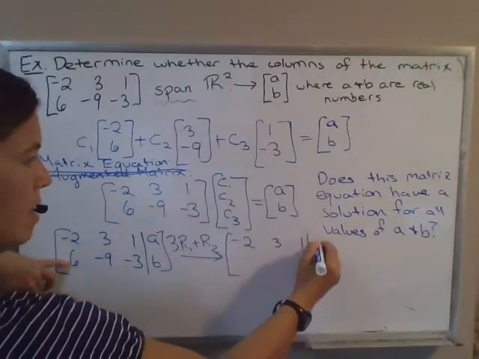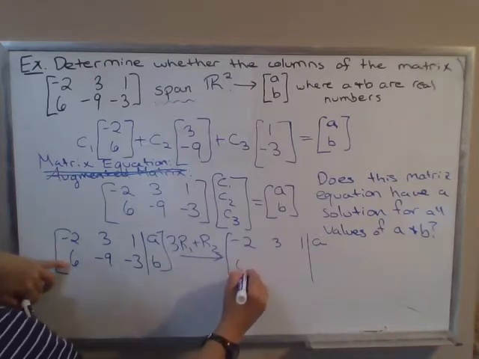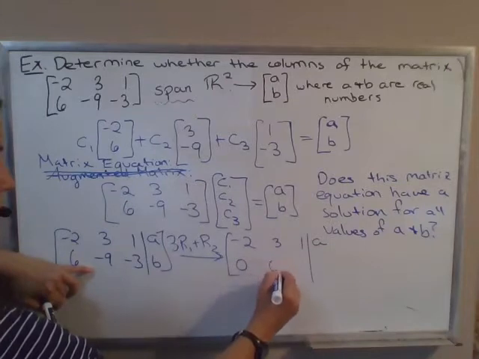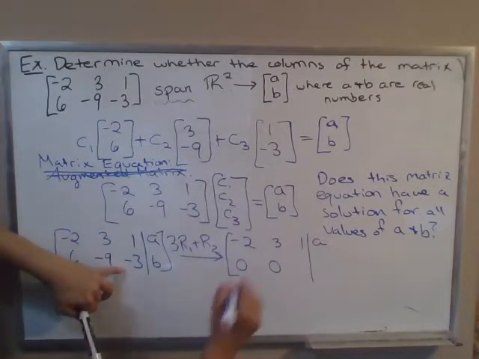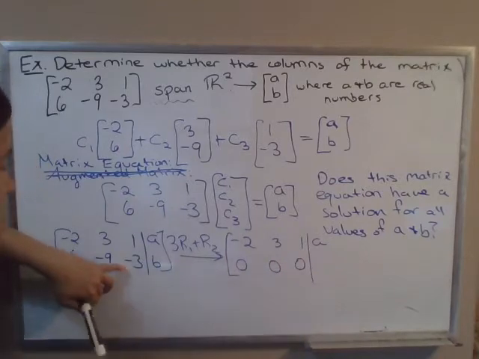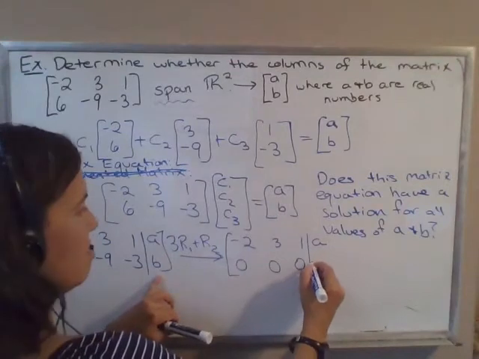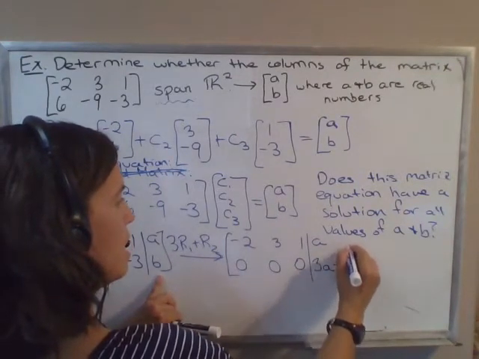And this is A here. And then for row 2, I have 3 times this, which is -6 plus 6, 0. 3 times this will be 9 plus -9, that's 0. 3 times this will be 3 plus -3, that's 0. 3 times this will be 3a plus this. So this entry right here is going to be 3a plus b.